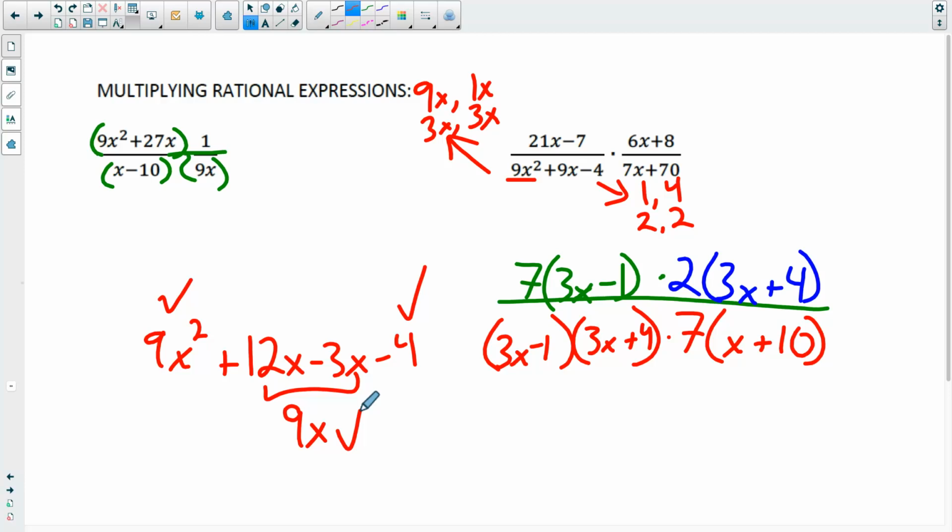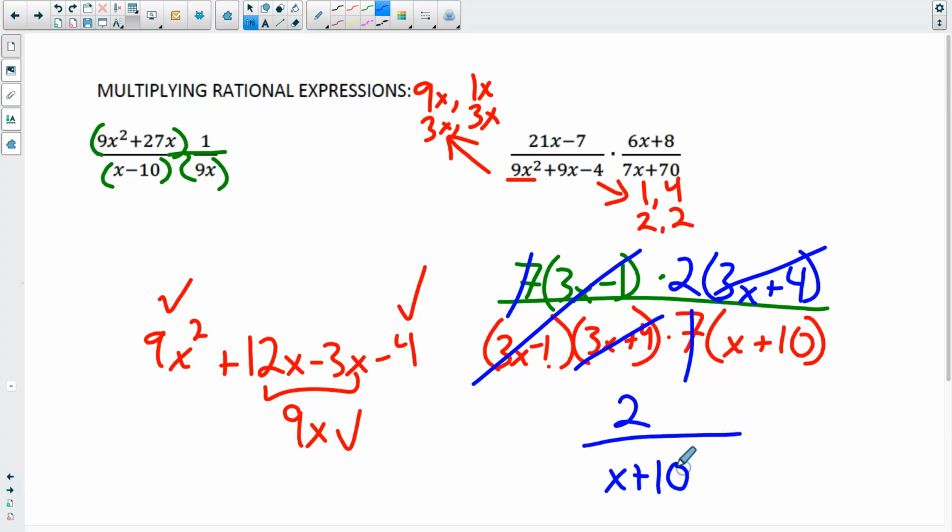You can almost do that entire problem without factoring this. So, it's all about the choices you make. They can help you speed things up, or they could maybe make things a little bit more difficult. But you can absolutely still do the problem. What's canceling out? Yep, so we got these two things gone. What else? Anything else? 7's cancel. So I'm left with 2 divided by x plus 10.